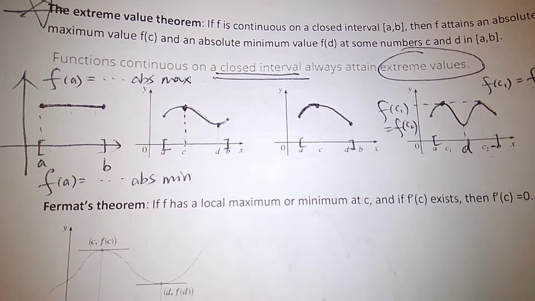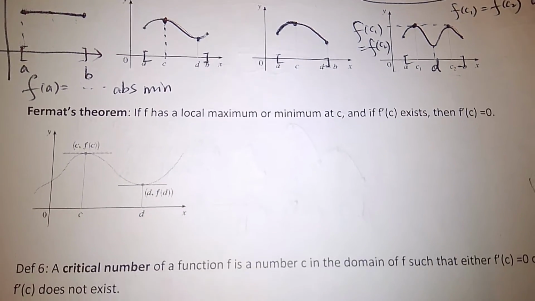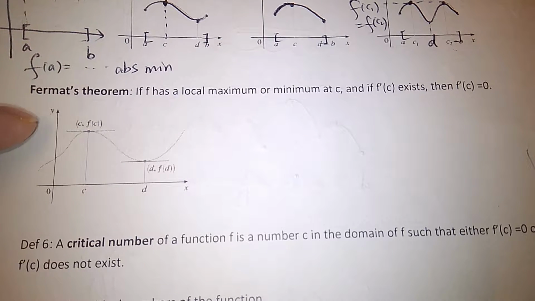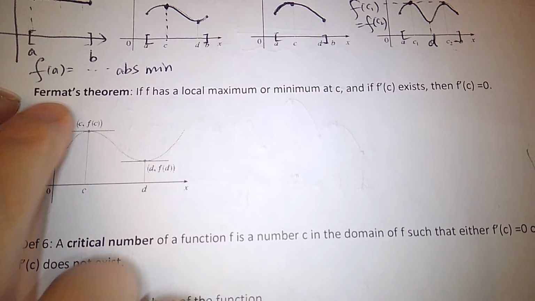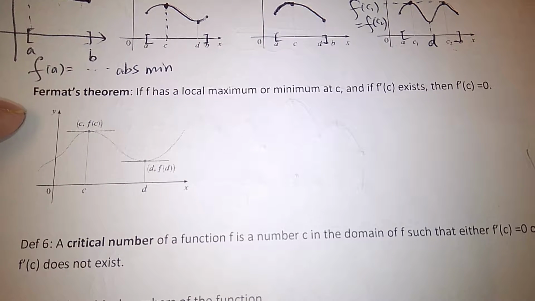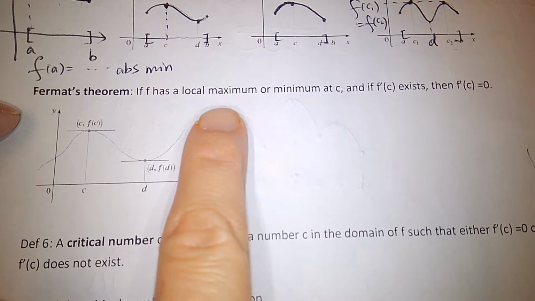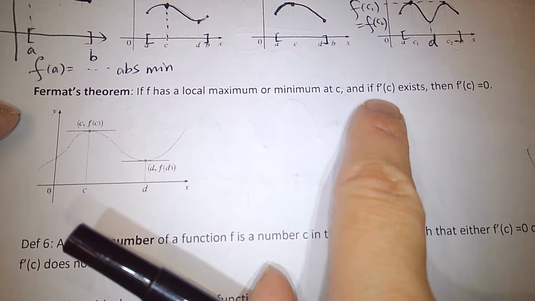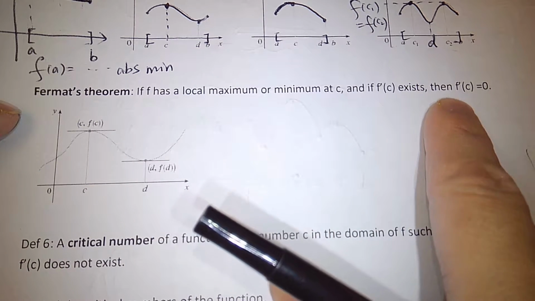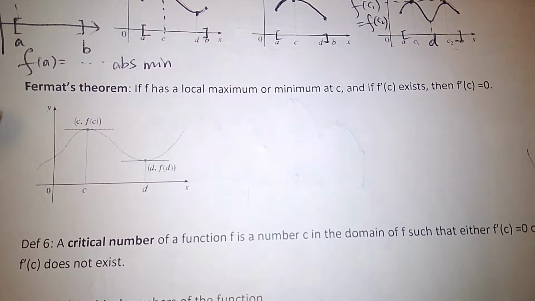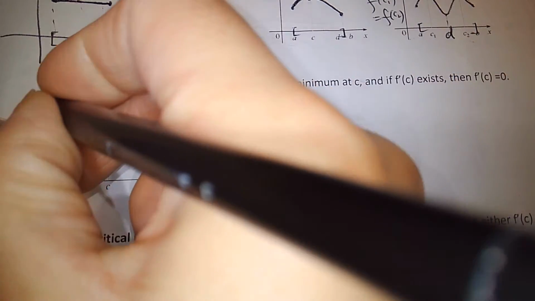You guys, that's good? All right, the next theorem. I'm going to ask some of you who have not answered questions to read this theorem for us. Who wants to read? Nick? Fermat's theorem: if f has a local maximum or minimum at c, and if f'(c) exists, then f'(c) equals 0. Okay, good.